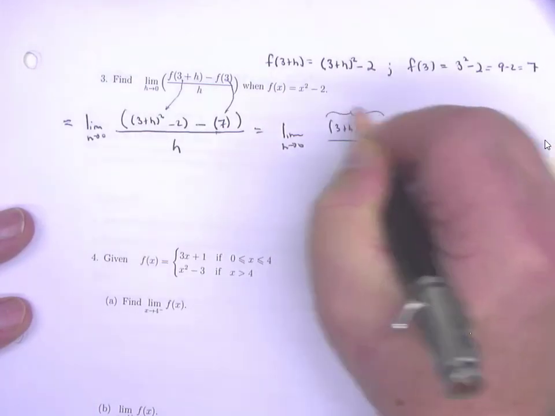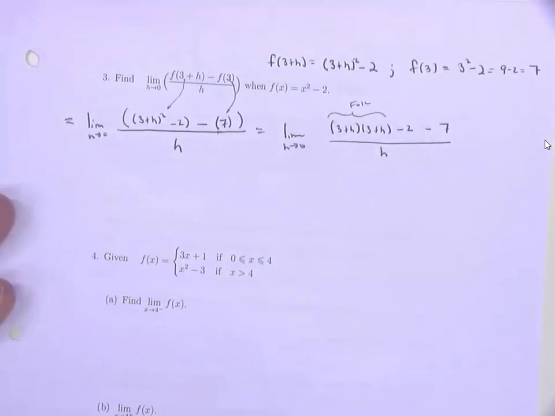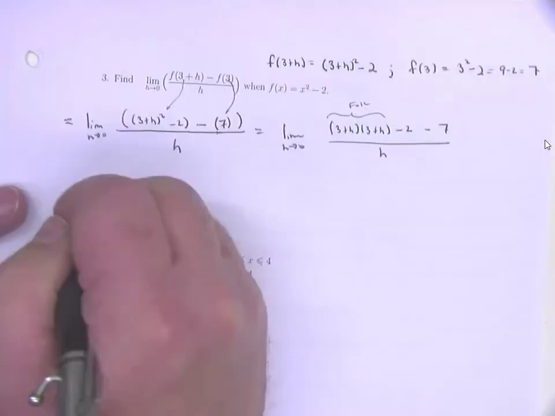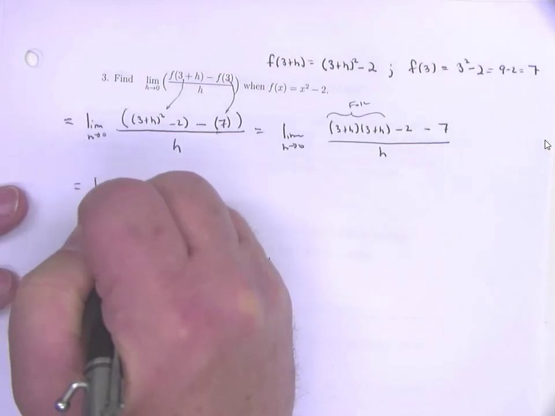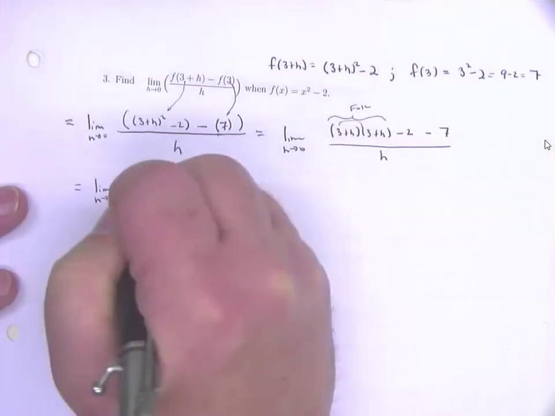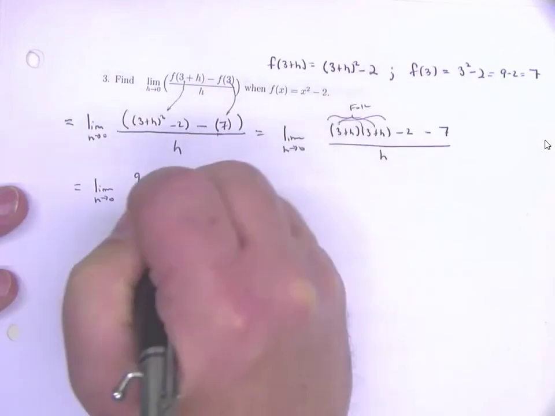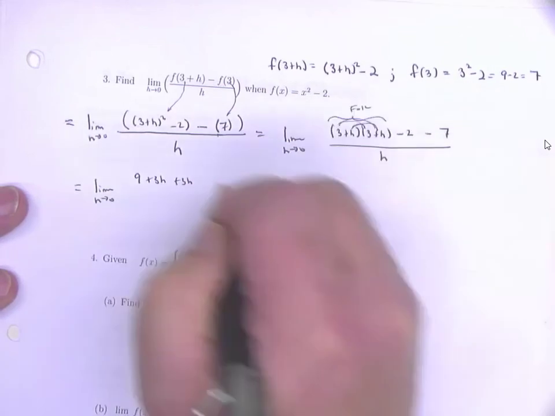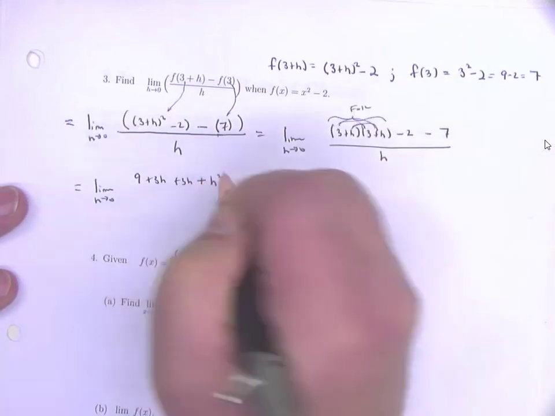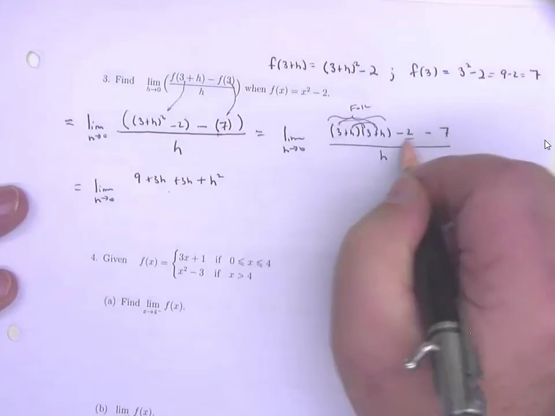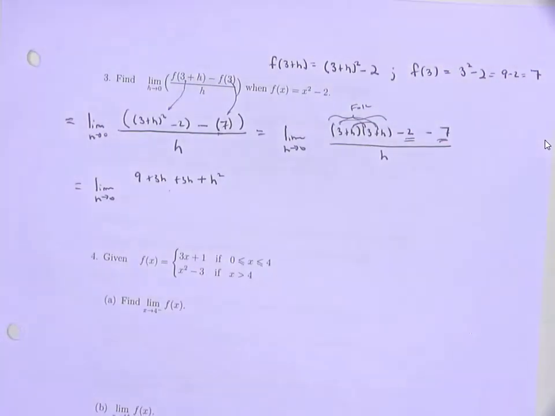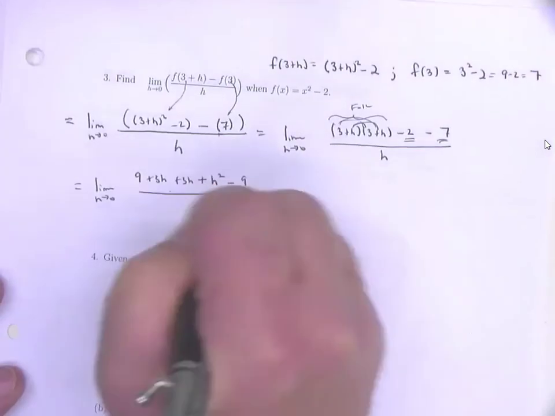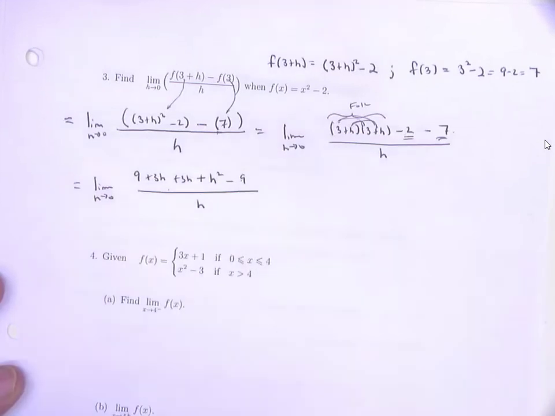Now to clean this guy up, you actually have to foil it out. Otherwise, you won't get the right answer. So this will be equal to the limit as h approaches 0 of 3 times 3 is 9, 3 times h is 3h, h times 3 is another 3h, and h times h is plus h squared. That's me pulling this thing out. And go ahead and combine like terms here. What's minus 2 minus 7? Minus 9, all over h. And I did combine those two guys together with minus 9.